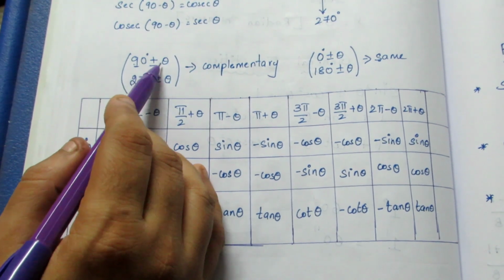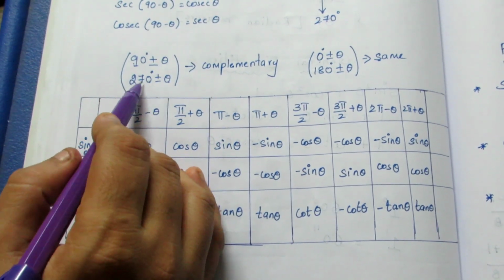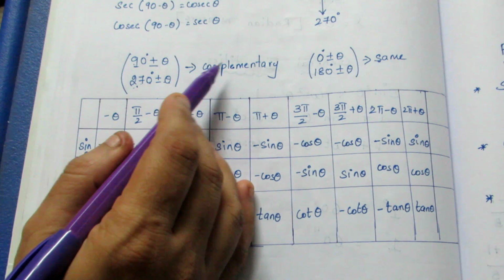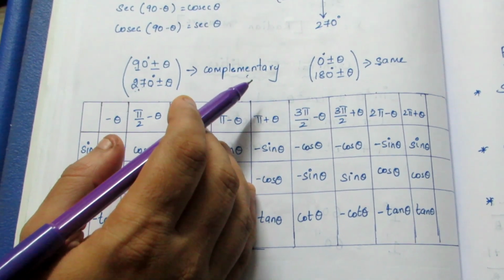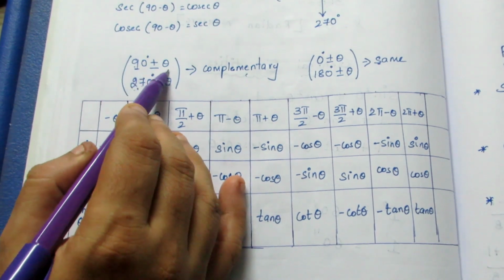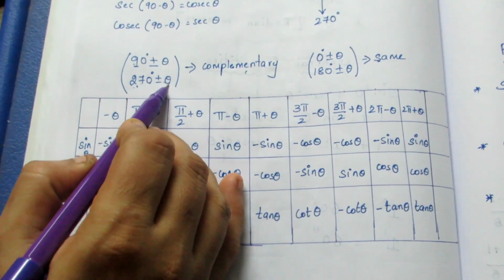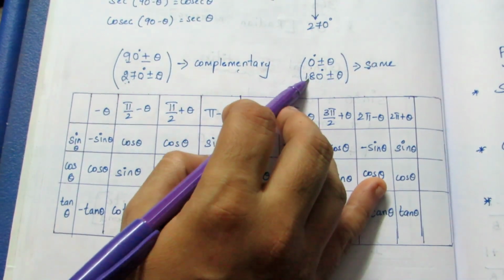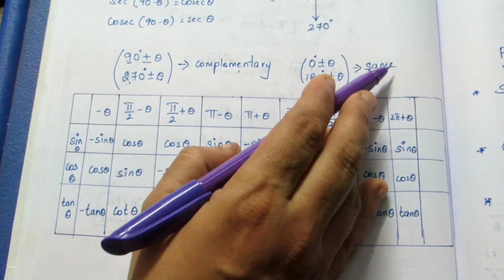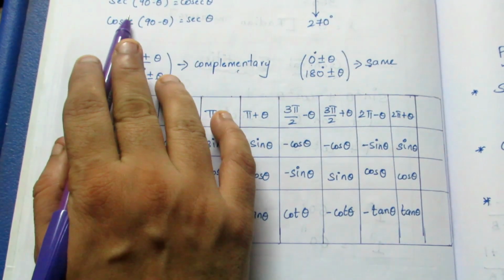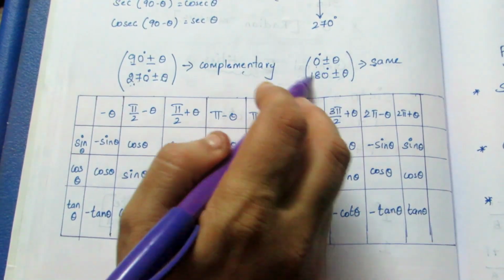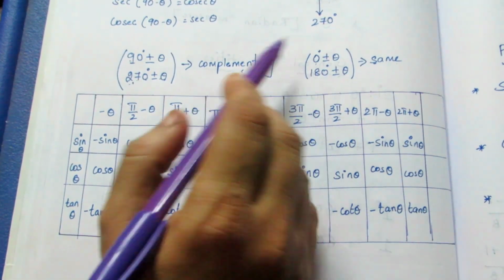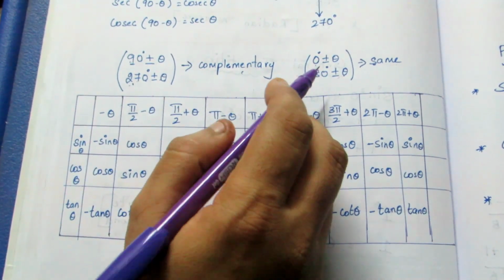Remember that 90 plus or minus theta or 270 plus or minus theta will be of complementary angles. That is, we are going to change to complementary angles for 90 plus or minus and 270 plus or minus. For 0 plus or minus or 180 plus or minus, we need to write the same. Same in the sense, if it is secant, then secant only. If it is cosecant, then cosecant only. You will not change any ratios. Here, for complementary, it will be changing.